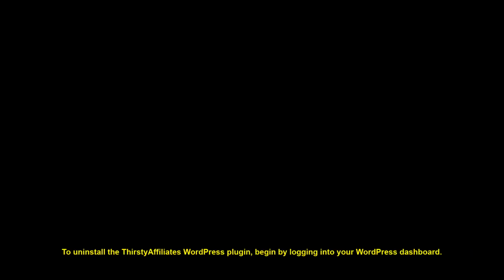To uninstall the Thirsty Affiliates WordPress plugin, begin by logging into your WordPress dashboard. Once logged in, navigate to the left sidebar menu. Look for the option labeled Plugins. Click on Plugins to access the list of all installed plugins on your site. Scroll through the list to find Thirsty Affiliates.